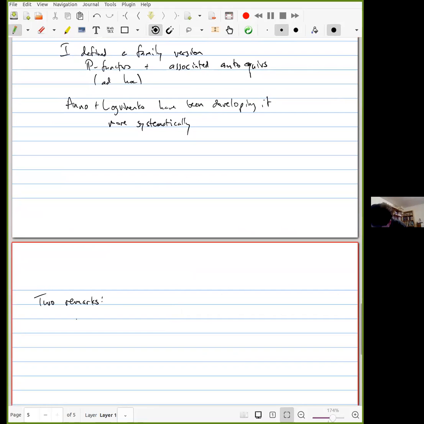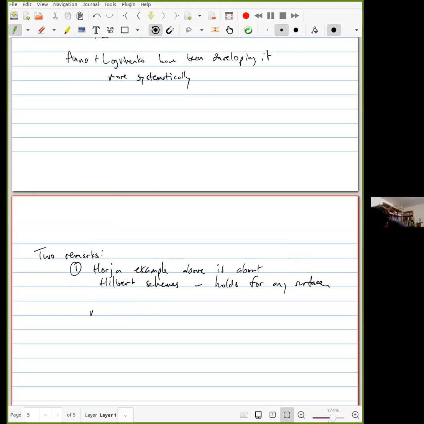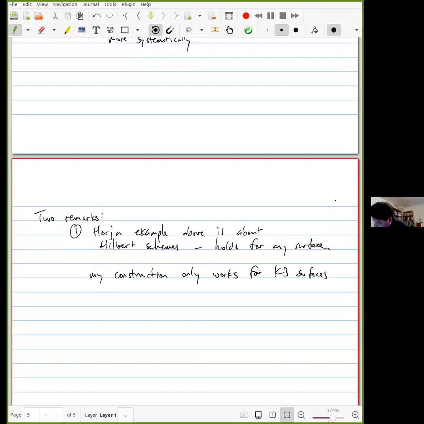At this point, first of all, the Horja example. Let me spell his name right. Horja example above. I mean, which was not Horja's only example, right? Horja did more than that, but the one that I've been talking about is about Hilbert schemes, in the sense that it holds for any surface. Whereas my example, my construction, only works for K3 surfaces. So it's not really about Hilbert schemes, it's about moduli spaces of sheaves on K3 surfaces.